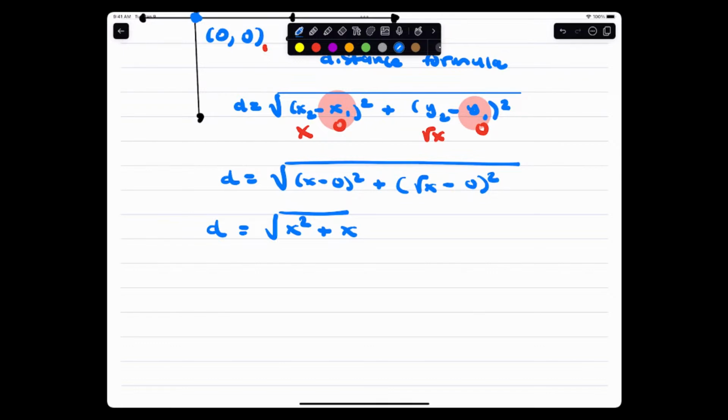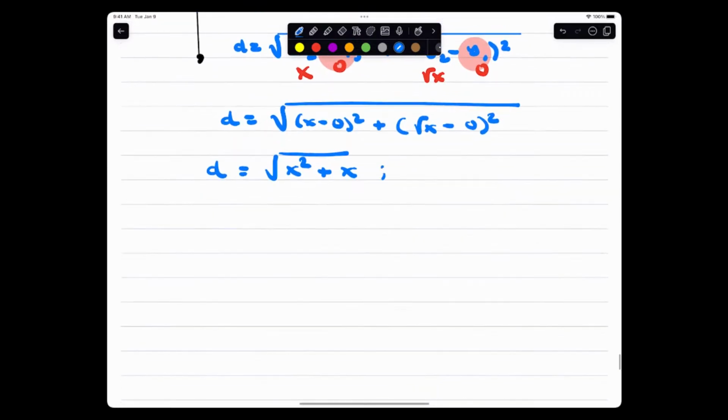Okay, you guys with me on this? Okay. Now, I'm going to do something kind of interesting here. I'm going to say to you guys, if you square both sides, you're going to get d squared is x squared plus x here.